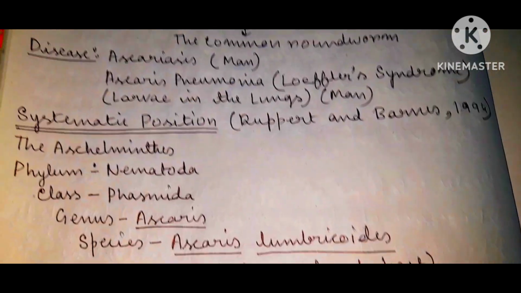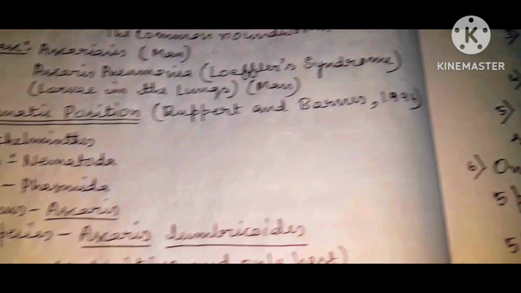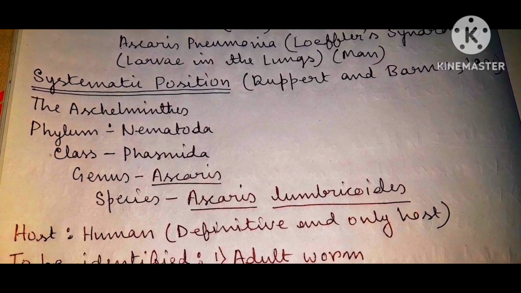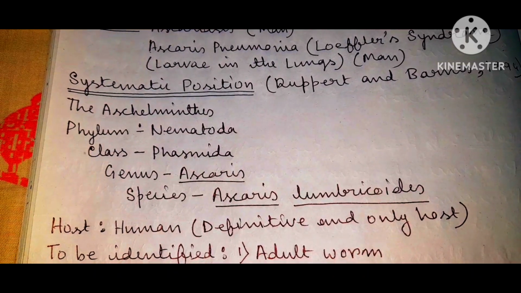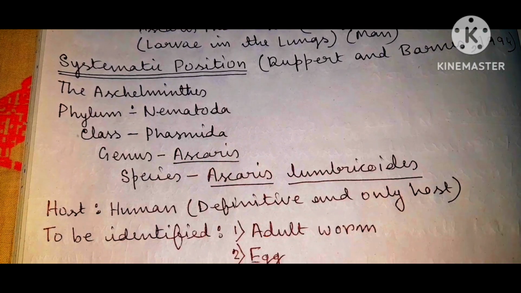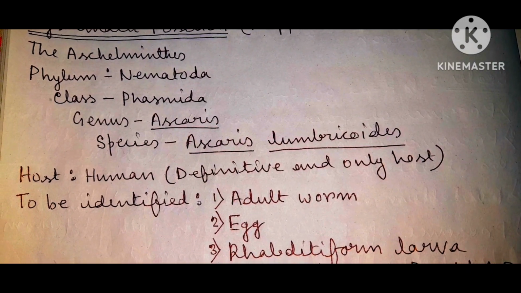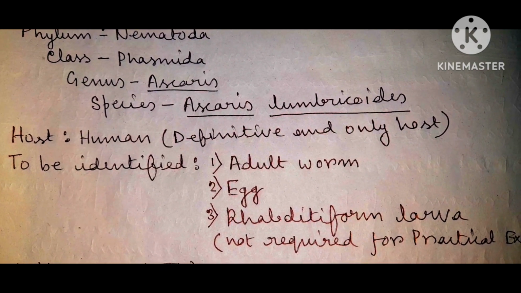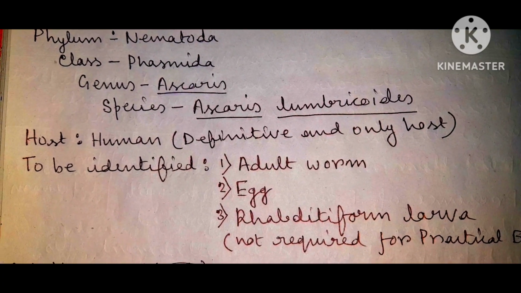Now come to systematic position of Ascaris lumbricoides according to classification scheme of Rupert and Barnes 1994. Totally they have classified these roundworms as the Ascalminthes, phylum Nematoda, class Phasmida, genus Ascaris and species Ascaris lumbricoides. Host is human, and human is definitive and only host of Ascaris lumbricoides.